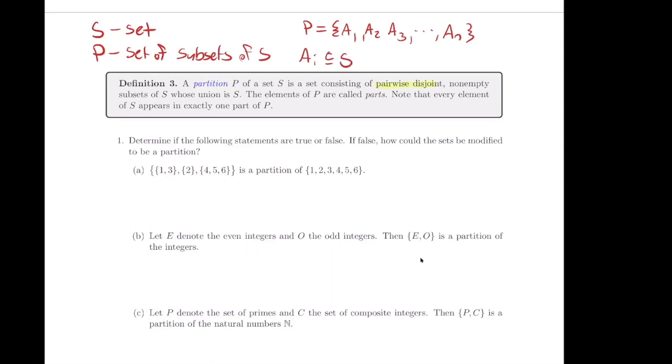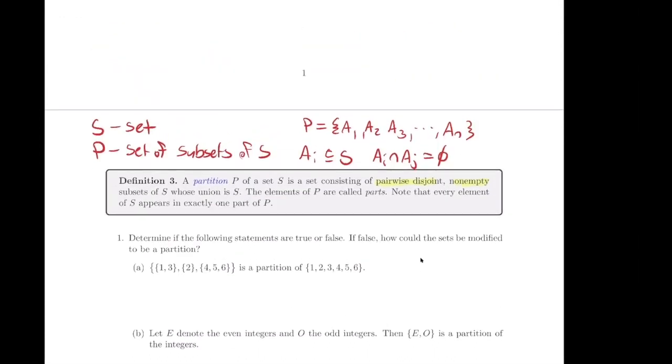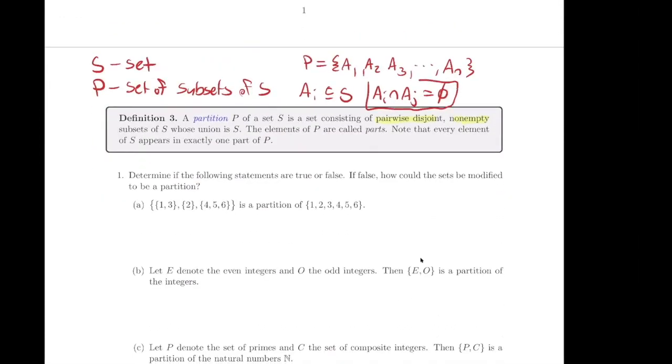Basically, this partition is going to be made up of a bunch of sets. I'm just going to call them A1 up to AN. Each of those sets Ai is a subset of S. That's the first thing. Pairwise disjoint means if I take any two distinct subsets in this partition, their intersection is the empty set.